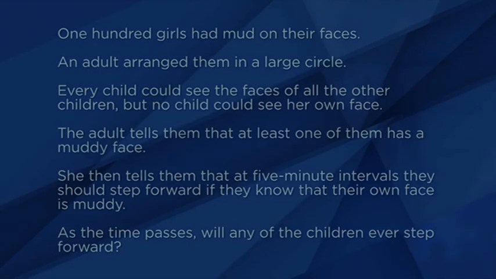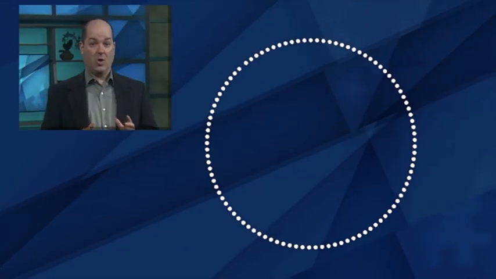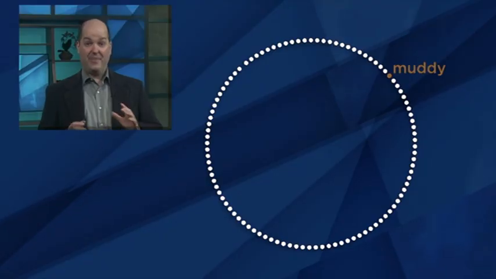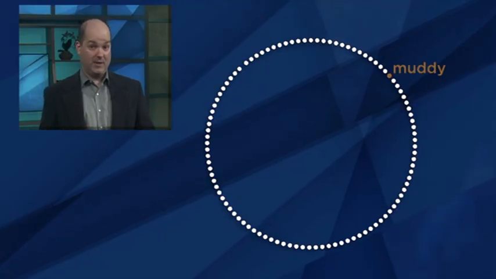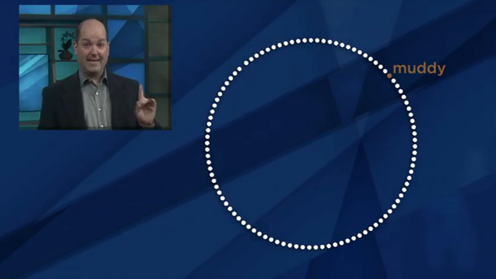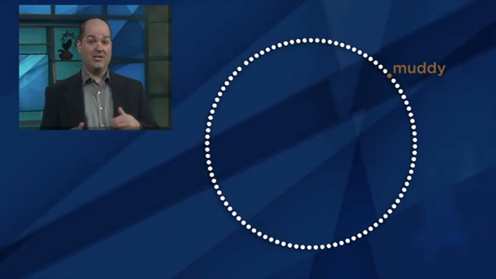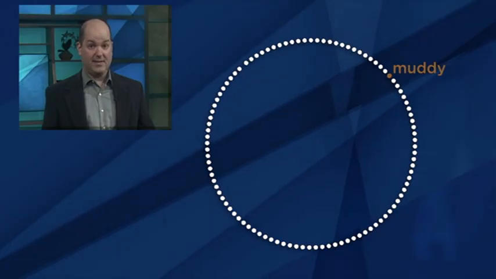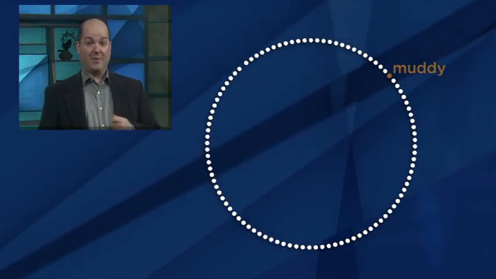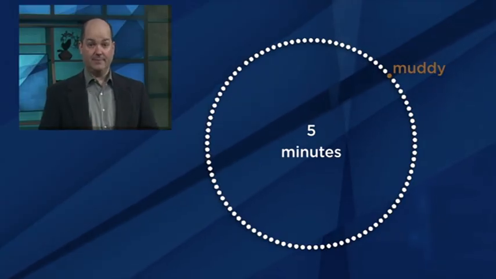Okay, here we go. We know that if there were only one muddy face among them, that person would quickly figure out that she's the only one. She would see 99 clean faces, and since she knows that somebody has a muddy face, she would deduce that it was her. So after 5 minutes, she would step forward.